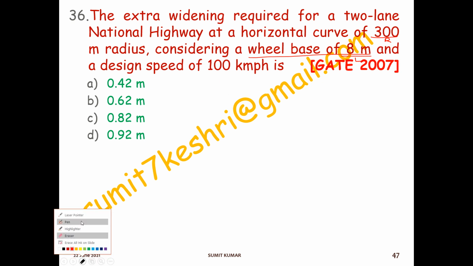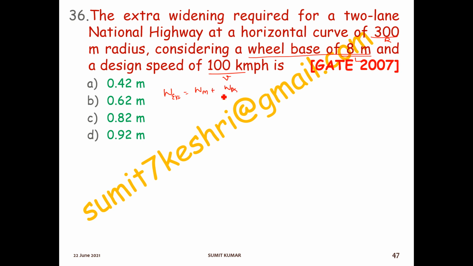So now all this data is given. Now you need to compute the extra widening. We know the extra widening is due to mechanical widening plus psychological widening. The formula of mechanical widening is N L square by 2R, and the formula for psychological widening is V by 9.5 root over R. So compute this mechanical widening: N is 2 lanes, L is 8 meter square, divided by 2 into radius of the curve.